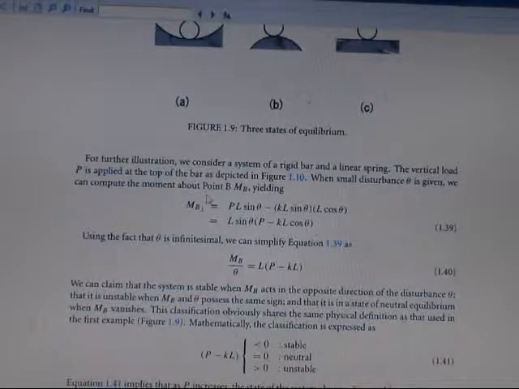So P and K is this formula here. This is for the state of stability.